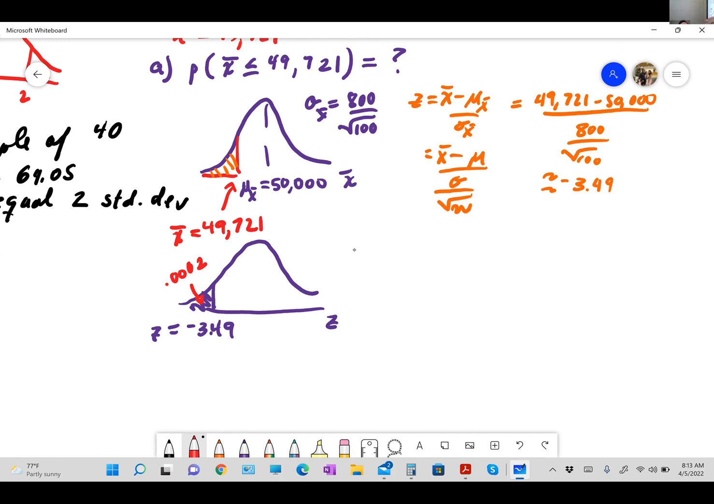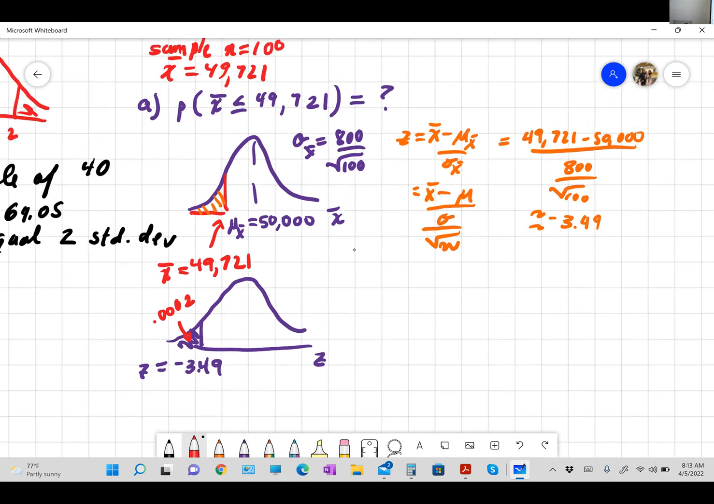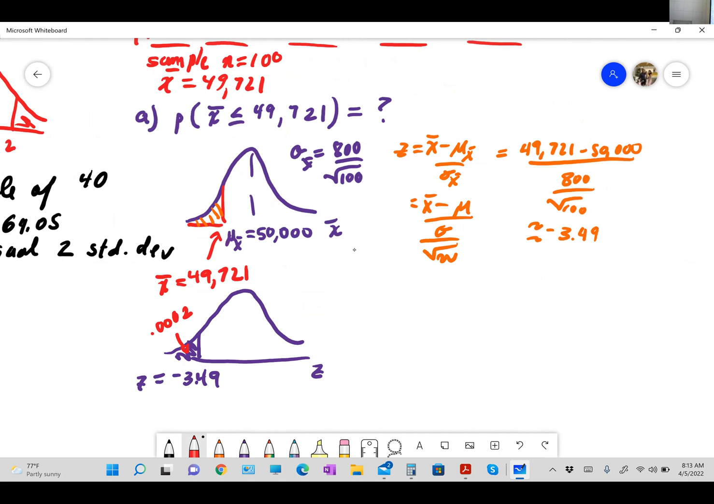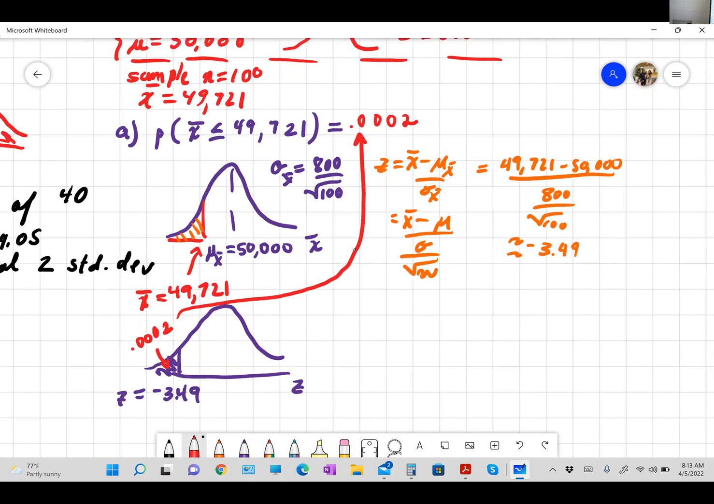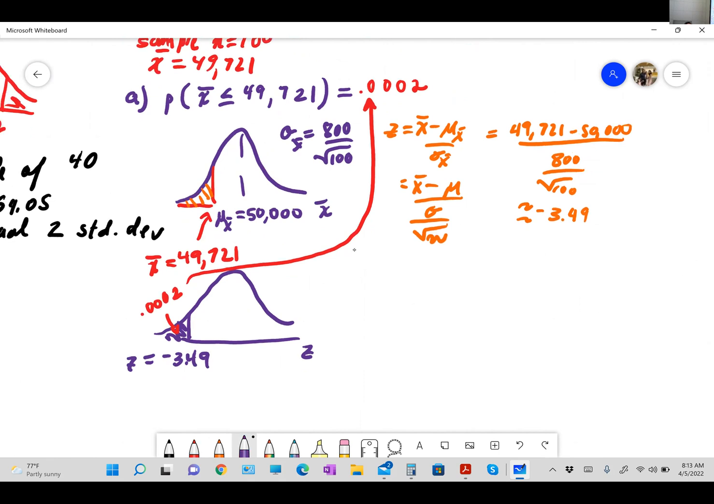So we would say here that the probability, the answer to this here, the probability is 0.0002. And we're pretty much done with that part of the question.